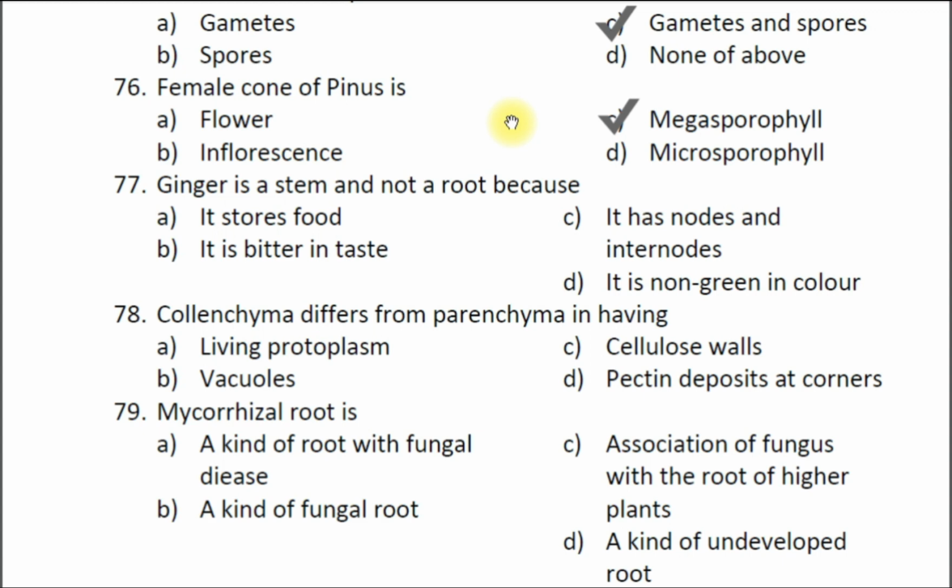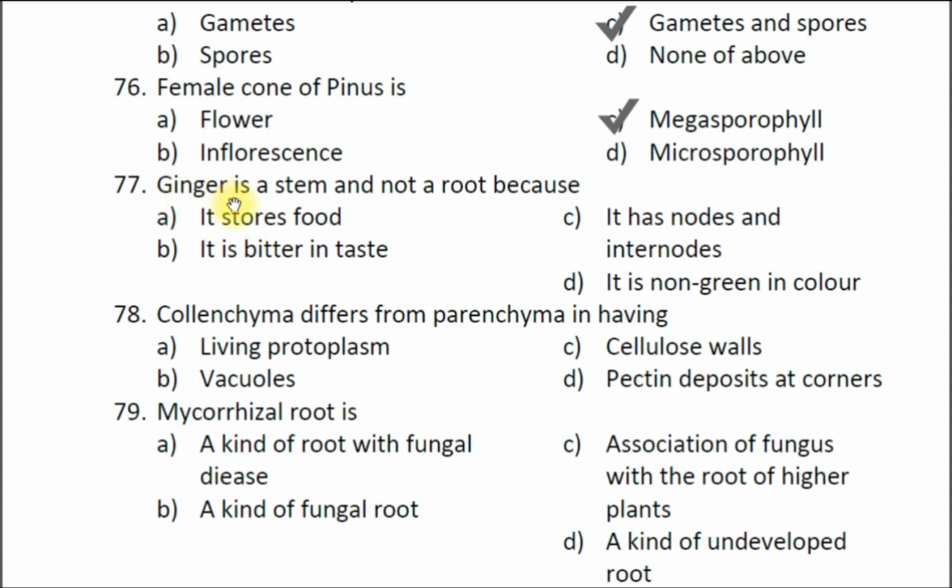The female Pinus cone is actually a modified long shoot. It occurs on the main stem singly or in pairs. It is homologous to inflorescence present in the angiosperms, and it consists of numerous megasporophyll or female flowers or carpels, which are arranged around the cone axis in a spiral manner.